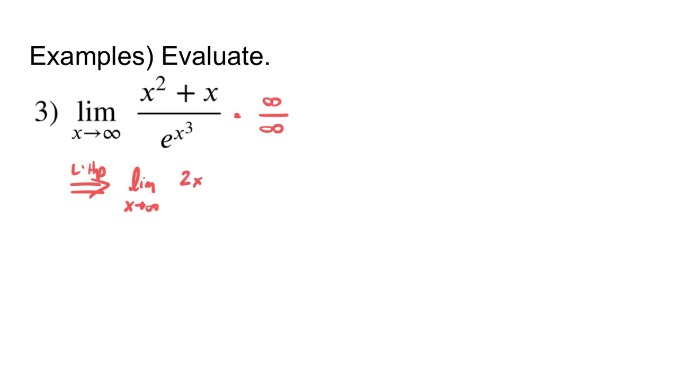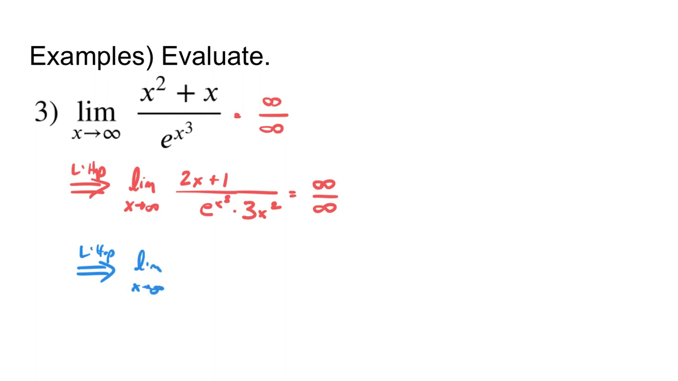So I'm going to look at the limit as x approaches infinity of, let's see here, the derivative of the top is 2x plus 1. The derivative of the bottom, well, the derivative of e to the bob is e to the bob times d bob, which is 3x squared. All right. Okay, I get infinity over infinity again, which means I apply L'Hopital's rule again. So the limit as x approaches infinity, on the top I get 2.